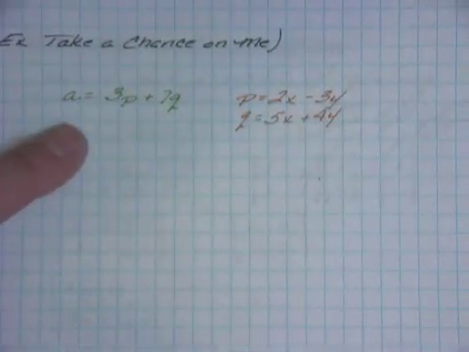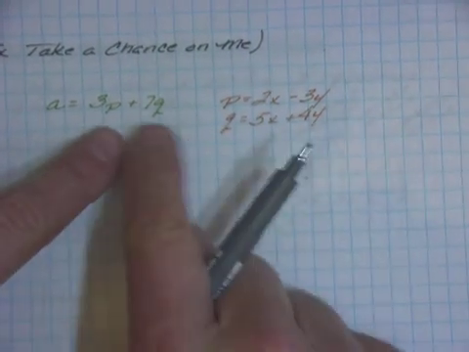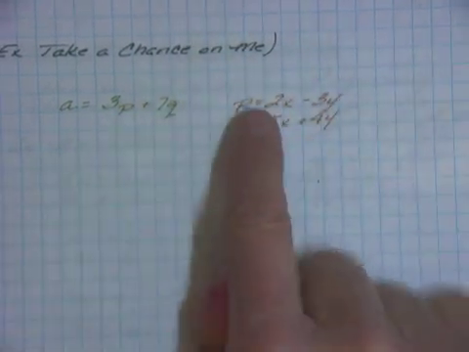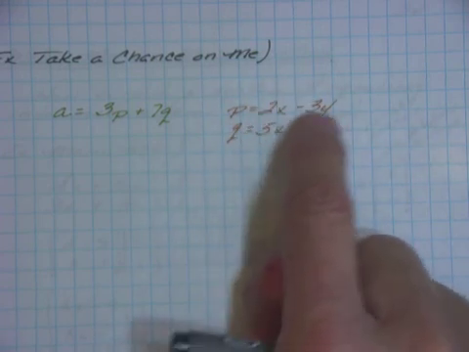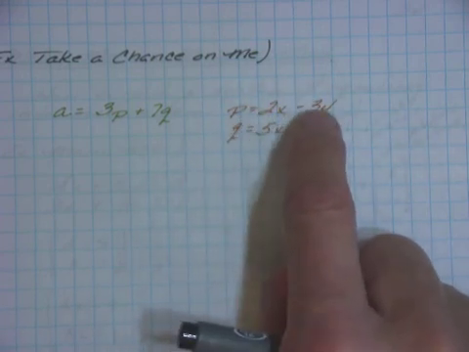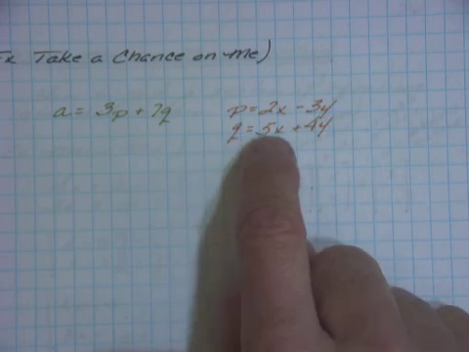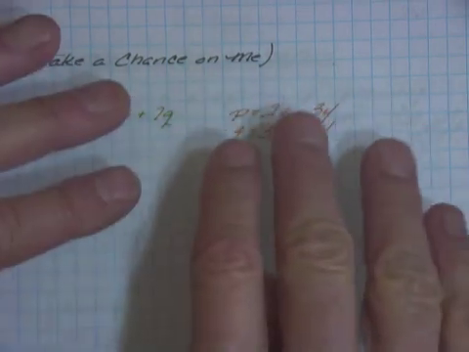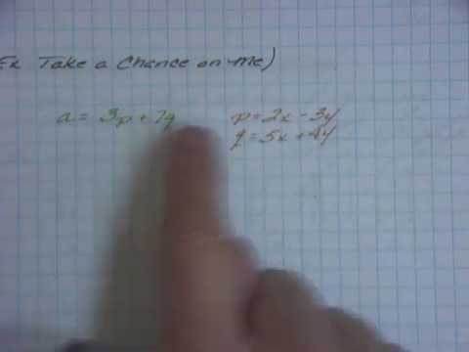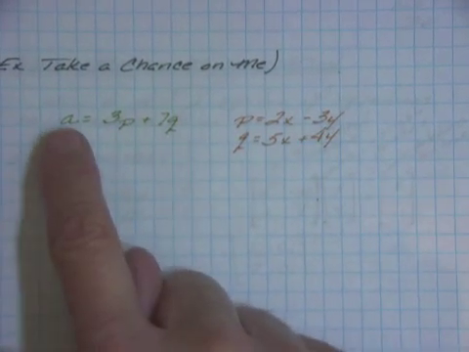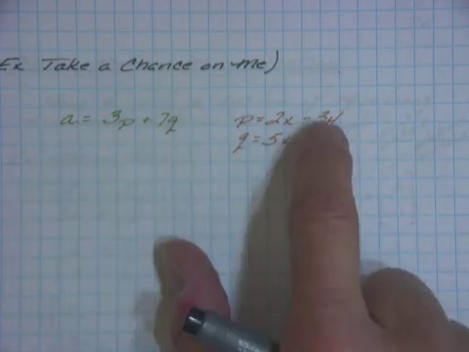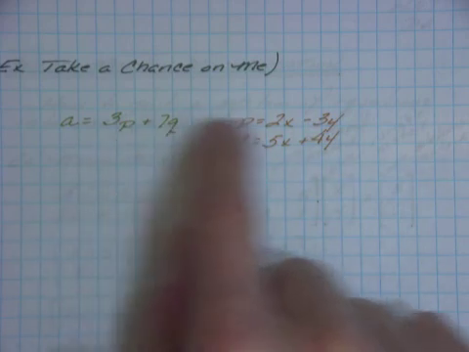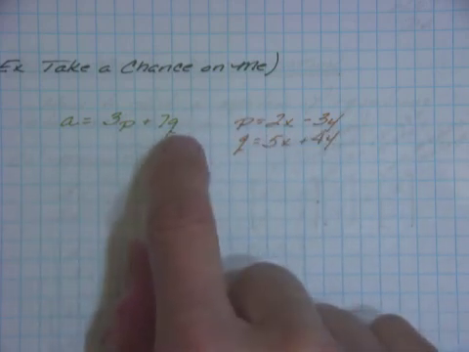Now, this one, what I've got is an equation for A that is in terms of P and Q. A equals 3P plus 7Q. But over here I've got P in terms of X and Y: P equals 2X minus 3Y. And I've got Q in terms of X and Y: 5X plus 4Y. I'm going to take all this and write an equation that has A expressed in terms of X and Y.